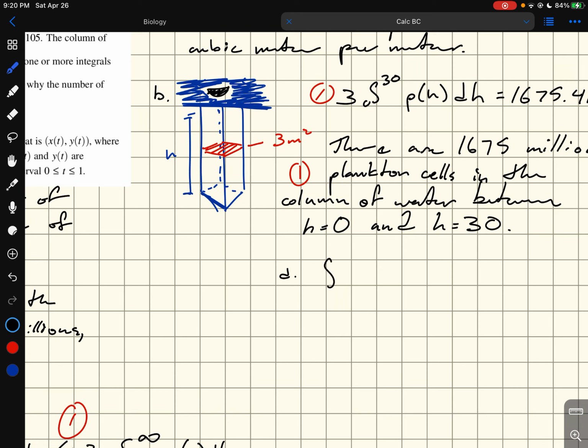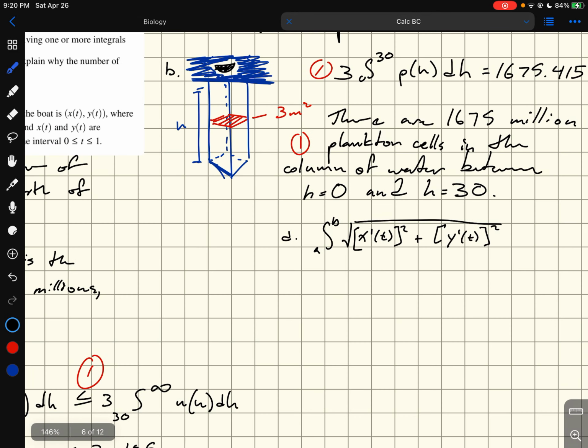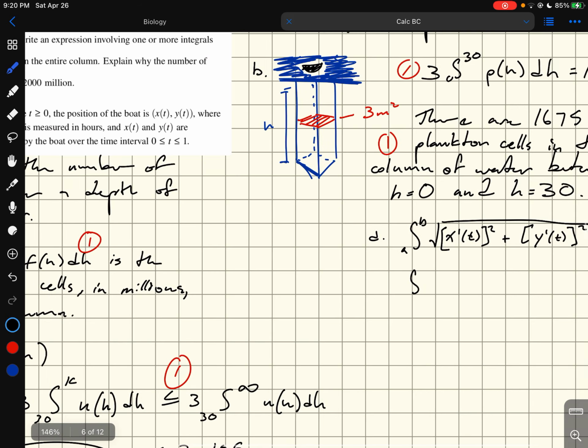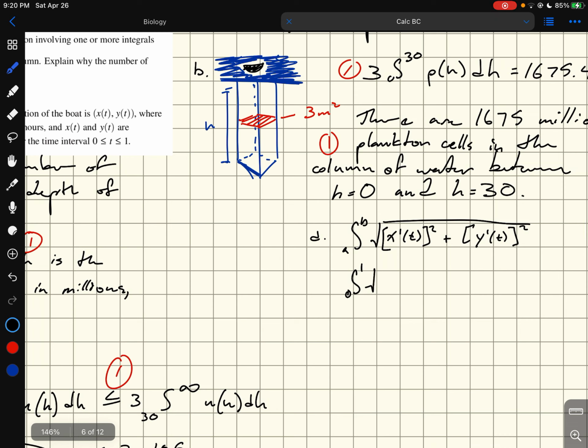So remember, arc length is the integral from a to b of the square root of the derivative of x squared plus the derivative of y squared, and everything is in regards to time. They want us to solve this from 0 to 1, so our interval is from 0 to 1. And then I'm just going to write x prime of t in brackets.